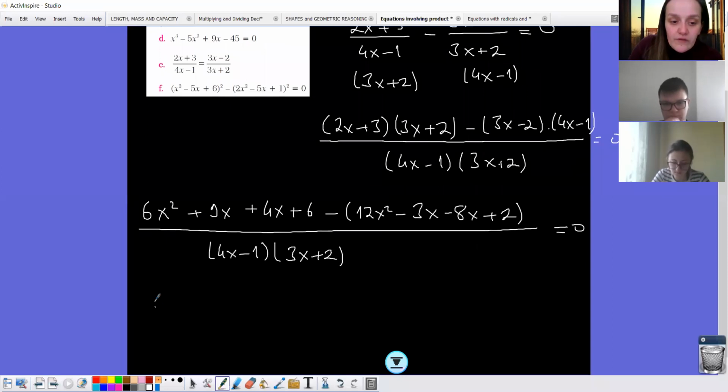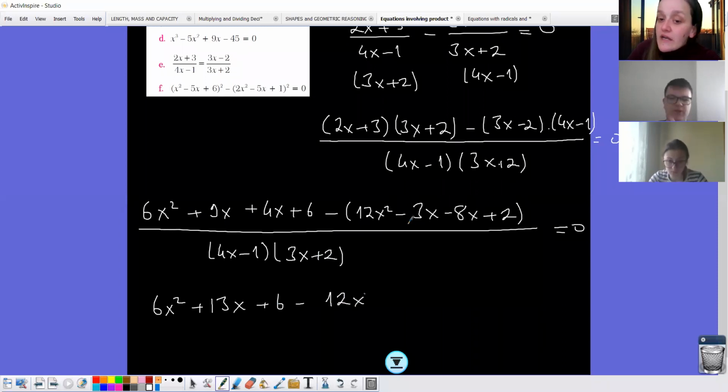Now let's see what we have here. 6x squared, 9x plus 4x will be 13x plus 6. And here we have minus 12x squared. Plus 3x. Here we have minus 3x minus 8x, which will be minus 11x.